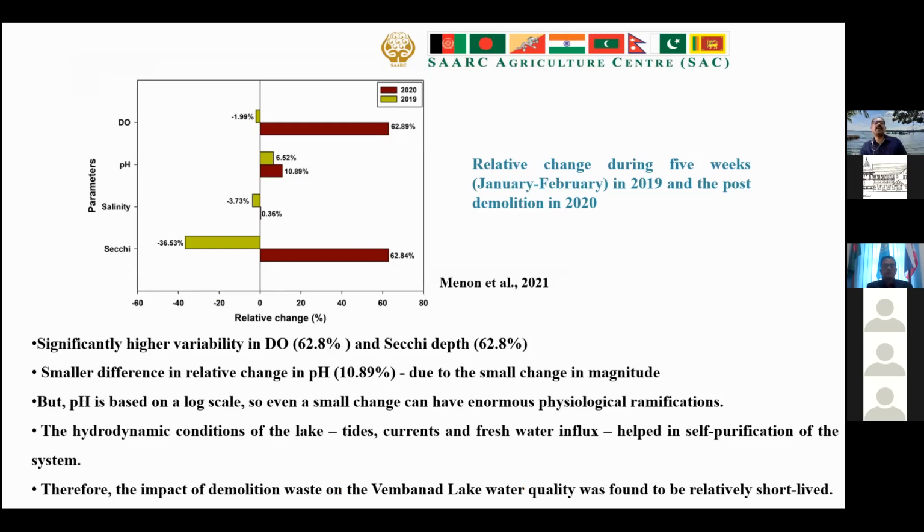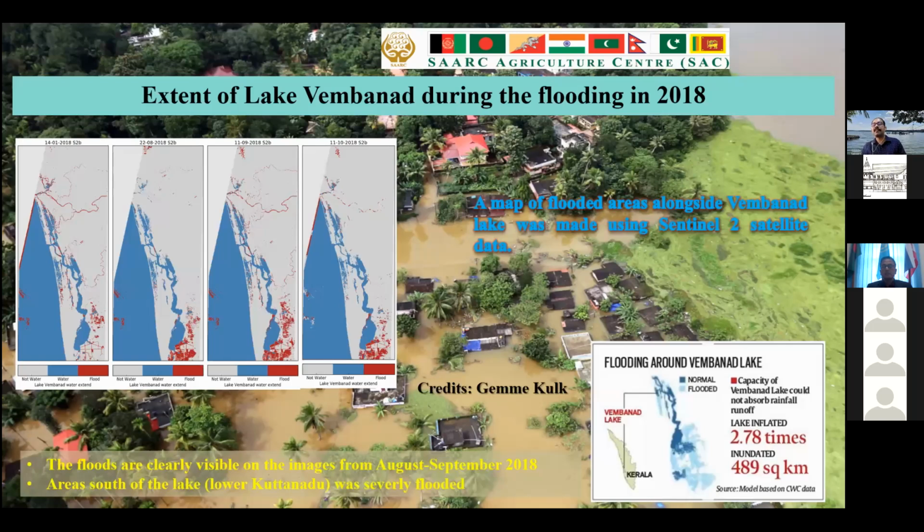The second application is with respect to the extent of flooding, what is happening in the lake vicinity. When the flooding is happening, again, the water becomes very turbid. It is rainy season. We wanted to have information on the flooded areas alongside, like how much water is going from the lake to the other areas and how it is affecting the drinking water quality. And the lake got inflated to the level of 2.78 times, almost 3 times, during the flooding. Once in a century flood also we could record.